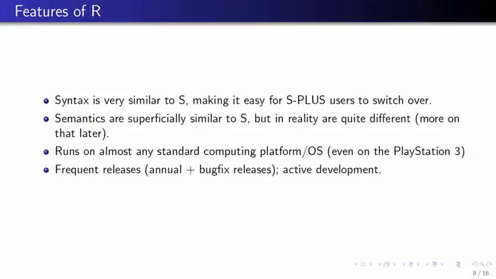One of the main benefits of R is that it runs on pretty much any standard computing platform or operating system. Mac, Windows, Linux, whatever you want, even on your PlayStation 3. And there are frequent releases, so there are annual major releases, and often there are bug fix releases in between. So there's very active development going on, and so things are happening.